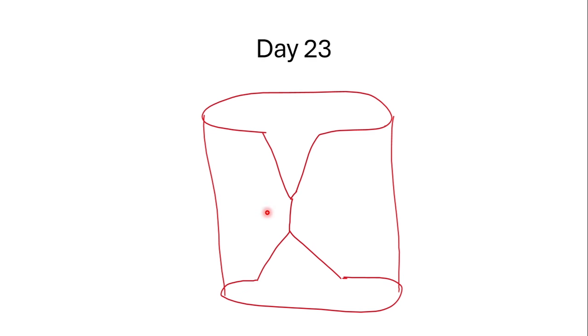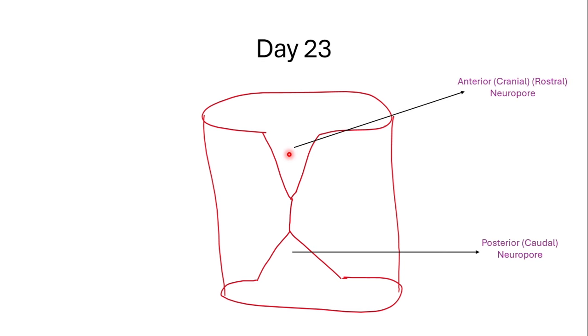Okay, so when the central part closes at day 23, that leaves us with two openings, an anterior opening and a posterior opening. The anterior opening is called the anterior neuropore, or the cranial rostral neuropore, and the posterior opening is called the caudal or posterior neuropore. The anterior neuropore basically provides us with our brain, and the posterior neuropore basically provides us with the spine. If they don't close, they will provide us with problems in the brain and problems in the spine.